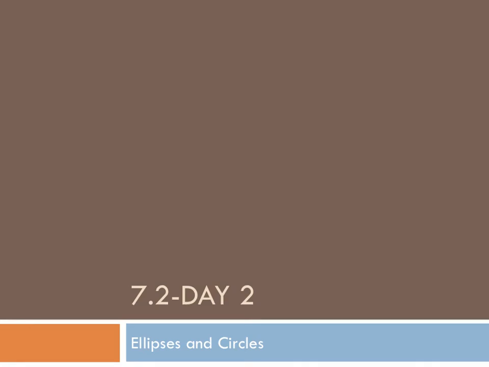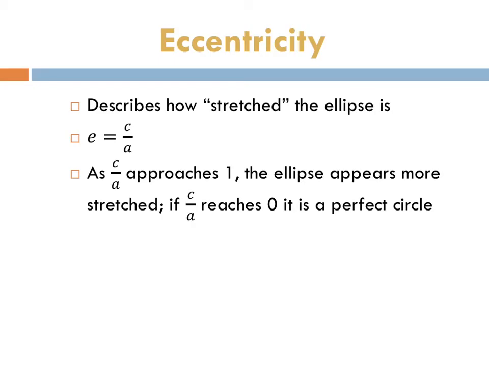So part 2 of section 7.2 is going to be solely focused on circles, but before we get to that, we're going to talk about a little vocabulary word called eccentricity. What eccentricity really does is help describe how stretched the ellipse is. We have an actual formula for this eccentricity value.